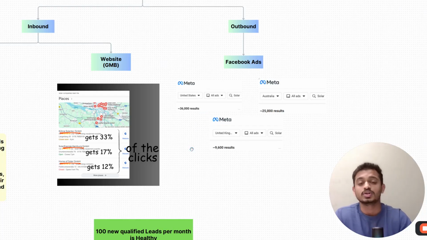It is very difficult to put a number on the leads that you should be getting from Facebook, because that depends on your marketing spend. But in my experience, let's say you're spending around 2K on your Facebook ads, then you should be able to get anywhere from 80 to 100 qualified leads.